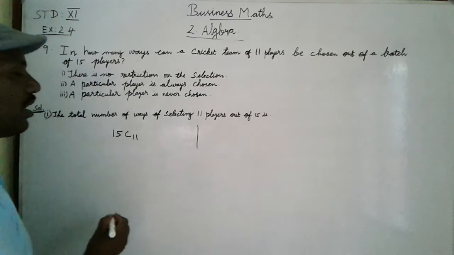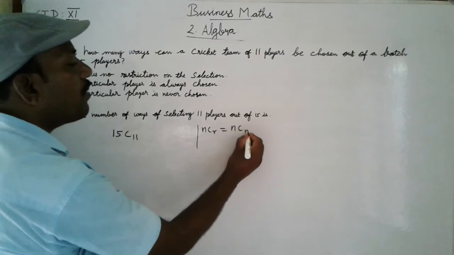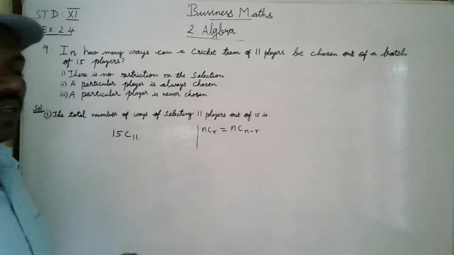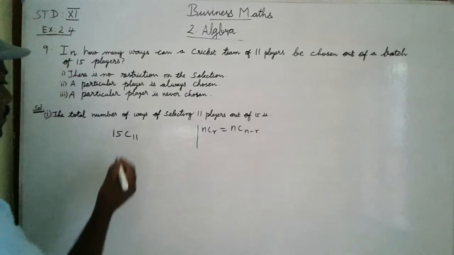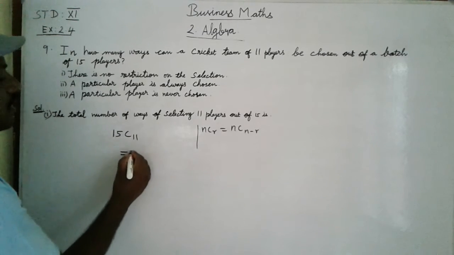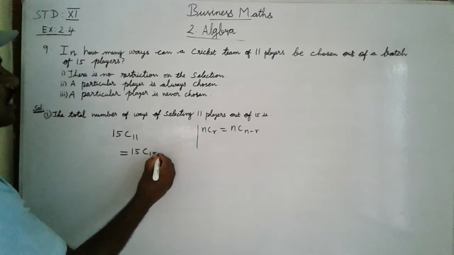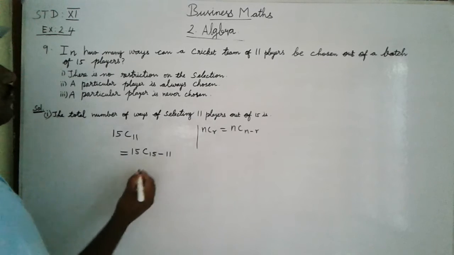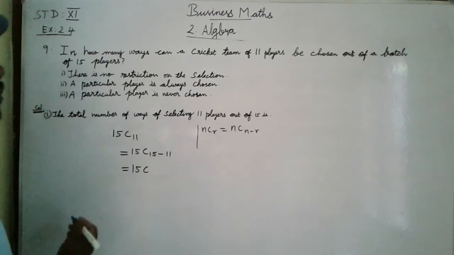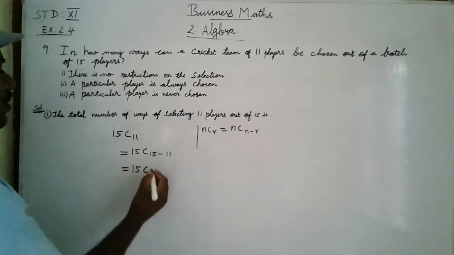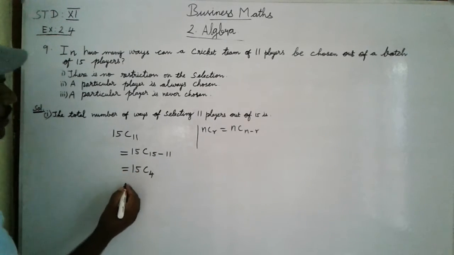We know one formula: nCr equals nC n minus r. Both are equal, so we use this formula here. 15C11 is 15C, where n is 15 and 15 minus 11 is 4. So 15C4 we should find out.